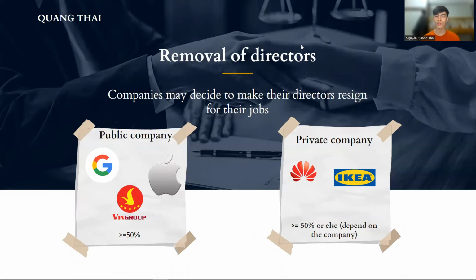First, let's talk about the removal of directors. Companies may decide to make their directors resign from their jobs. In public companies, the ones that are listed on stock exchanges such as Google, Facebook, Apple, Vingroup, this might be done with a voting interest equal to or over 50%. However, it's a bit different in private companies such as IKEA or Huawei. To make the directors resign from the job, the voting interest could be 50% or more or less, depending on the company's policy.